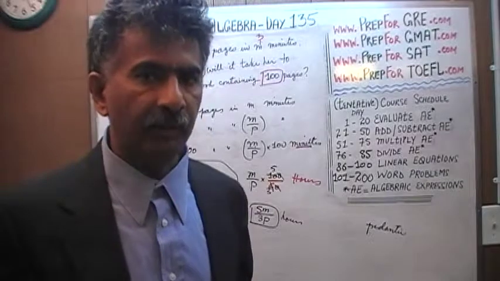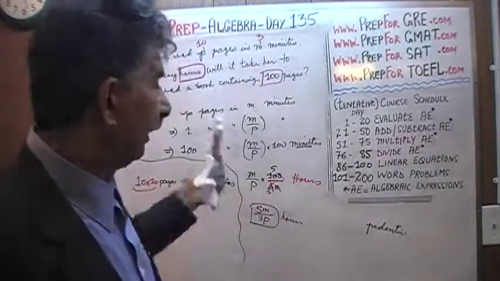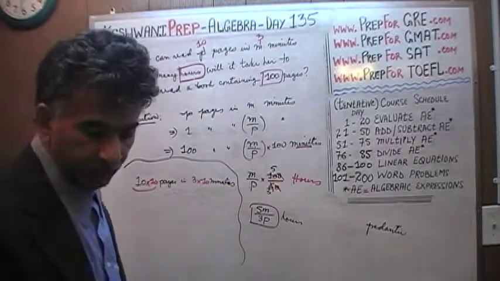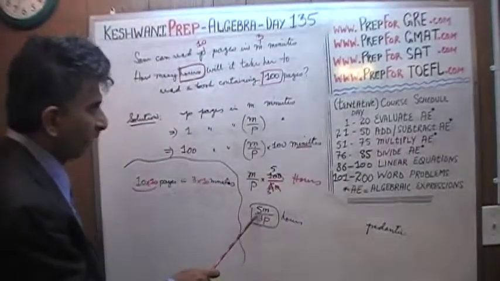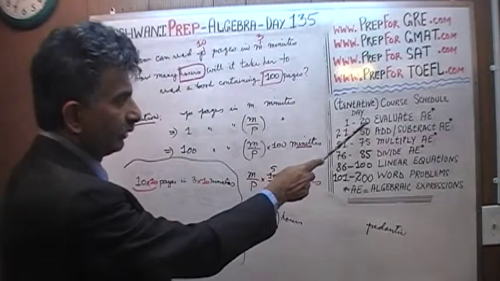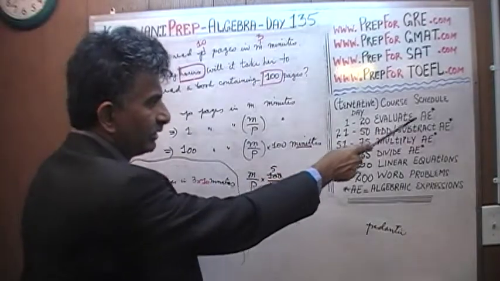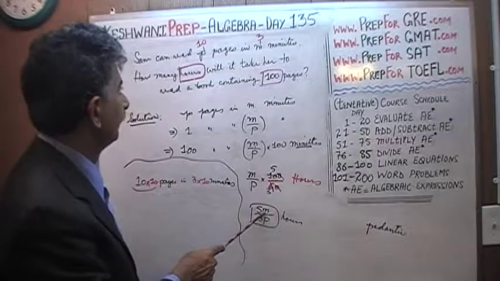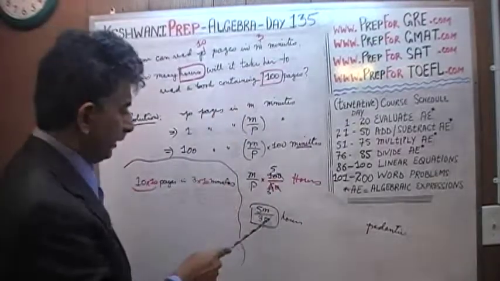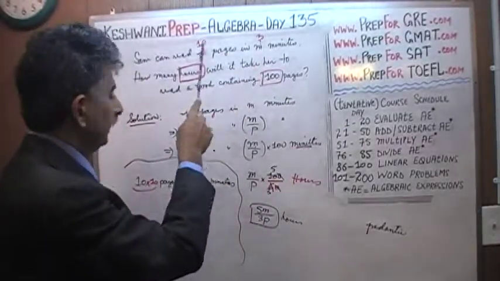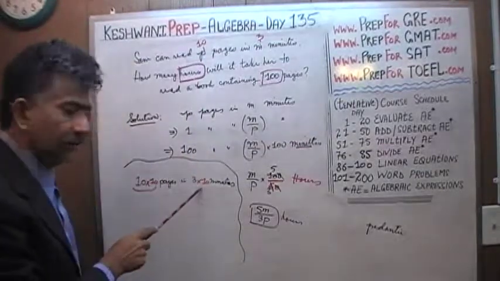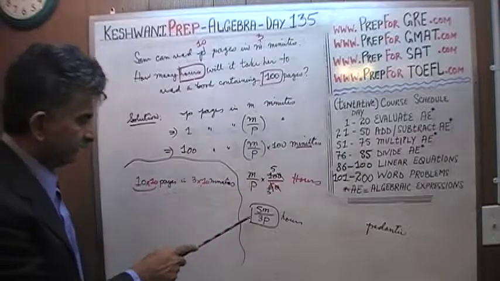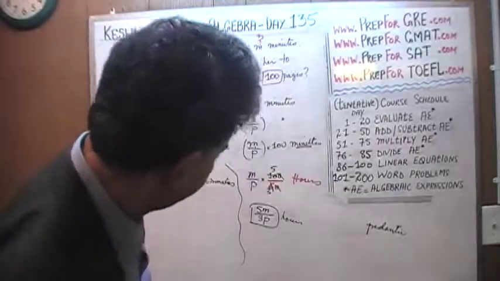30 minutes is half an hour. Since the question is asking how many hours, it's half an hour. This thing better give us half an hour when we replace in this expression. That's what we learned in the first 20 days of the course, how to evaluate algebraic expressions. This is an algebraic expression. We're going to replace m by 3 and p by 10 and see if it gives us half an hour, 30 minutes. 100 pages should take 30 minutes, which is half an hour. This thing better give us half an hour. Let's see.